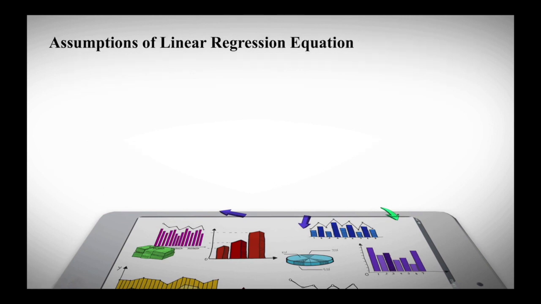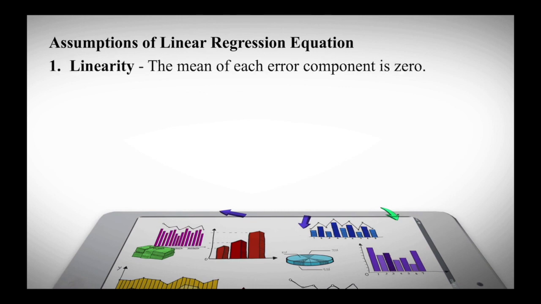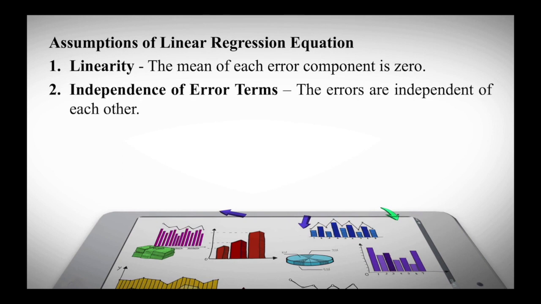Okay? So, we have different assumptions when we say linear regression. Assumptions for linear regression equation. So, the assumptions are, first, linearity. When we say linearity, the mean of each error component is 0. Okay? That is why we discussed linear. The mean is 0. Second, independence of error terms.